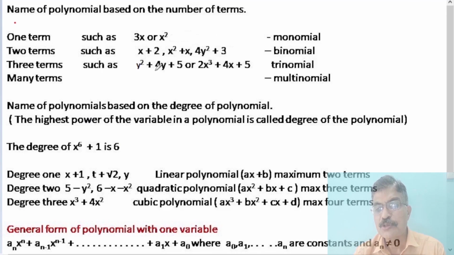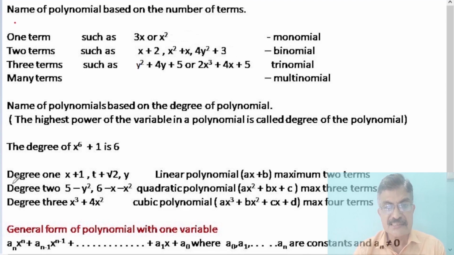Consider this polynomial y square plus 4y plus 5. In this polynomial, the variable is y, the highest power of the variable is 2, so the degree of the polynomial is 2. Next, we will look at the specific names used to describe polynomials based on the degree of the polynomial.